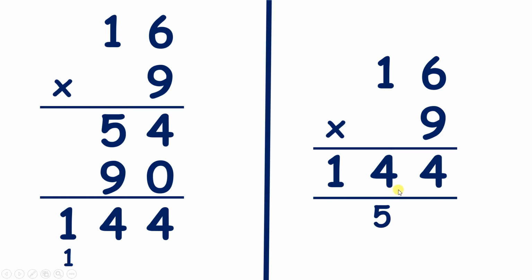So as you can see, this method gives us the same answer but far more quickly. So now pause the video and see if you can explain how the two methods shown here are similar.